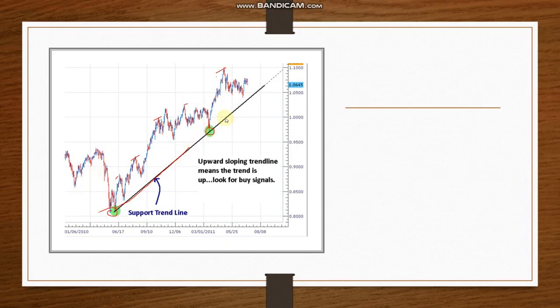So why is trend line important? Trend line is important to find the support zones of the market. And in the support zones, we can go for buy orders. That I'll be explaining to you in later classes. At first, just try to understand what is a trend line.